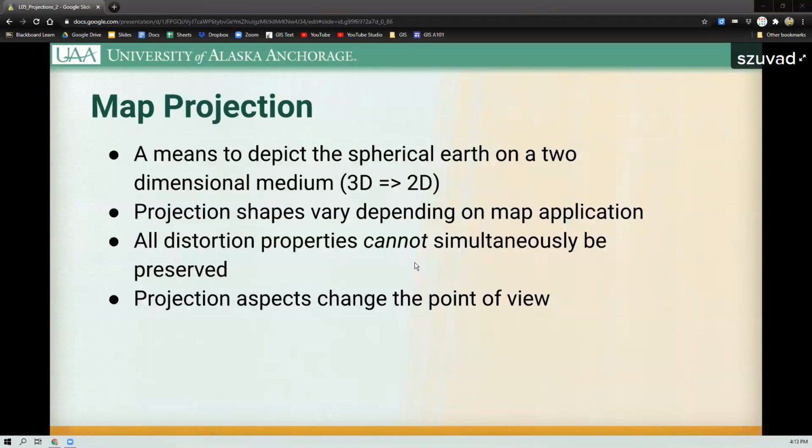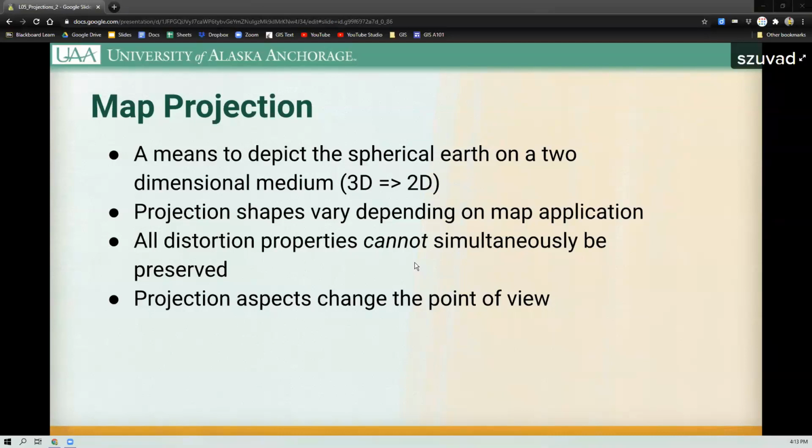So a map projection is just, in simple terms, how we take that geoid model, that datum, and represent it on a flat piece of paper. So there's no way to do that without causing distortion, but there's a lot of different ways to distort the data to make it happen. So we're going to go through those today.